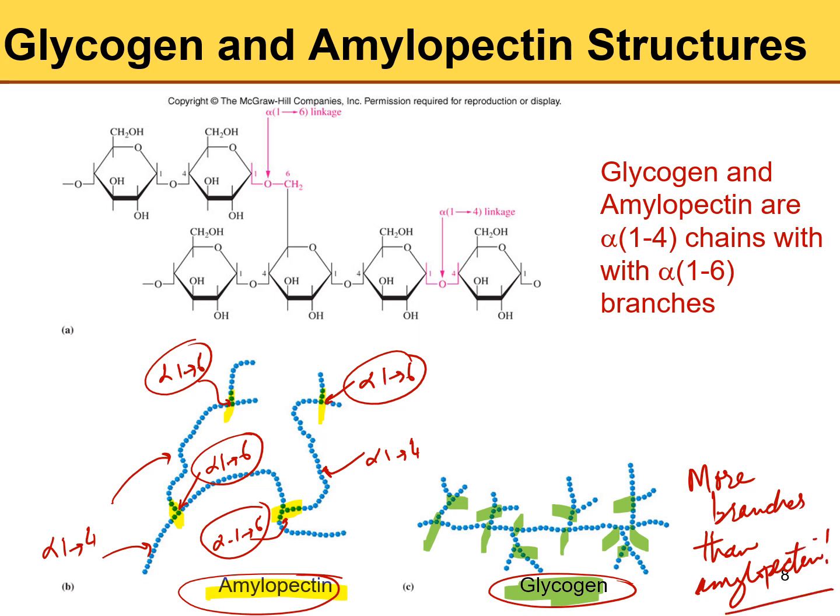And again, just please make sure you see these alpha 1,4 linkages, alpha 1,4 linkages, alpha 1,4 linkages, right? And then you have this 1,6 linkage that you find both in glycogen and amylopectin. So glycogen and amylopectins are 1,4 chains with 1,6 branches. You have a chain that goes on, and then you have branches coming up.